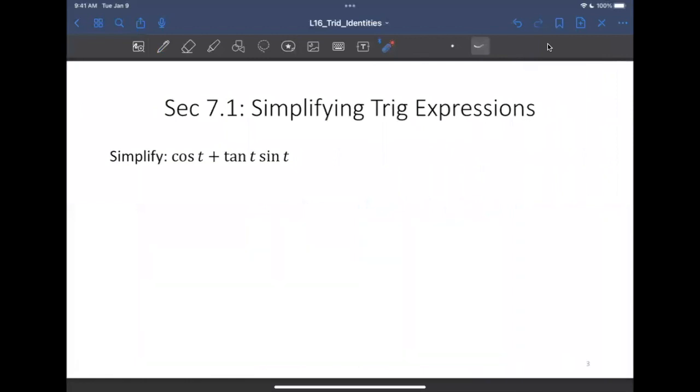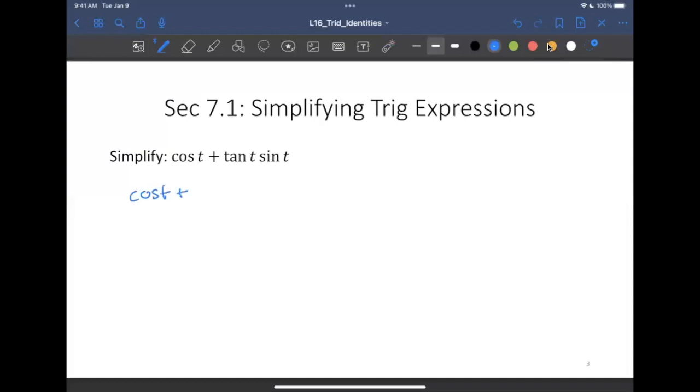So we have this expression here, cosine t plus tan of t times sine of t, and we're asked to simplify it. When we simplify it, you're usually going to get something where it's just one trig function, or maybe just 1 over a trig function and stuff like that. So you'll see. The first thing I like to do when simplifying is start simplifying stuff I know. So cosine of t, I can't really simplify that, so I'm going to let that be.